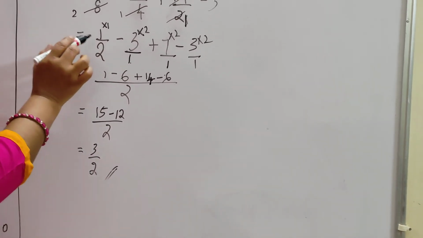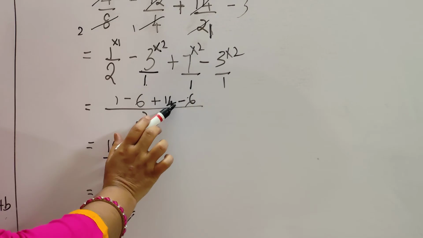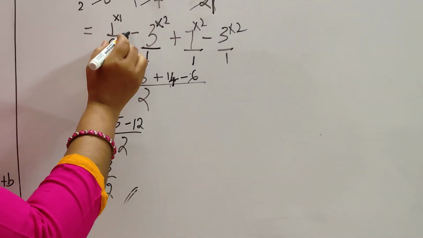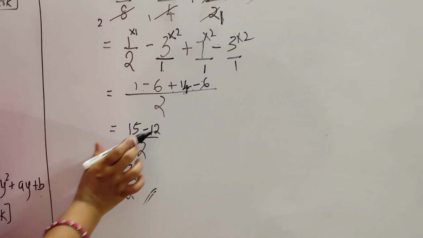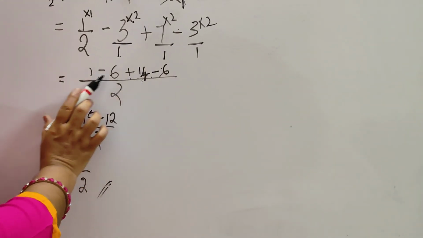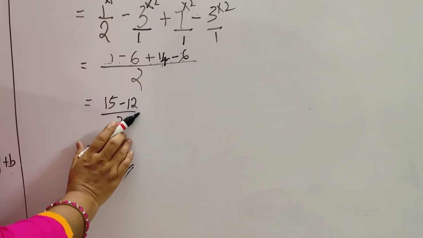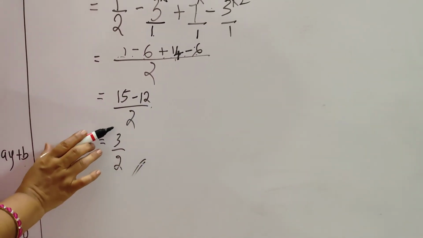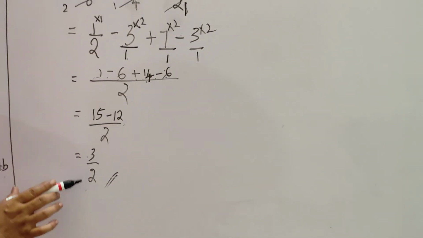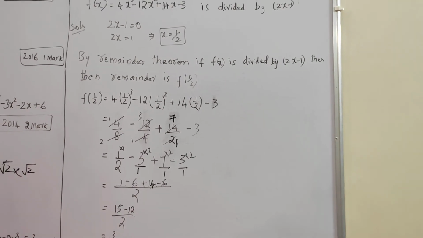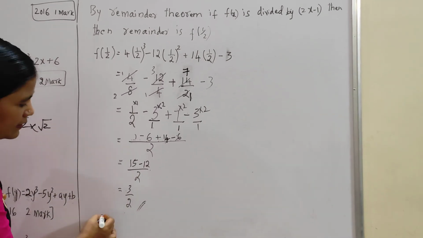So after multiplication what I get? 1 into 1, 1, 3 2s are 6, 7 2s are 14, 3 2s are 6. Here I have a negative sign, a positive sign, and a negative sign. So 14 plus 1 becomes 15, minus 6 and minus 6 becomes minus 12, so 15 minus 12 by 2. 15 minus 12 is 3, 3 by 2 is the required answer. What is the remainder when the polynomial is divided? We get this as the value.